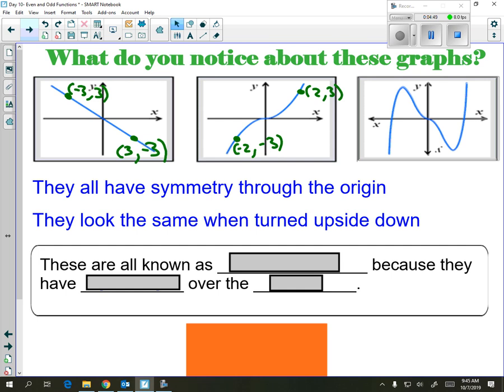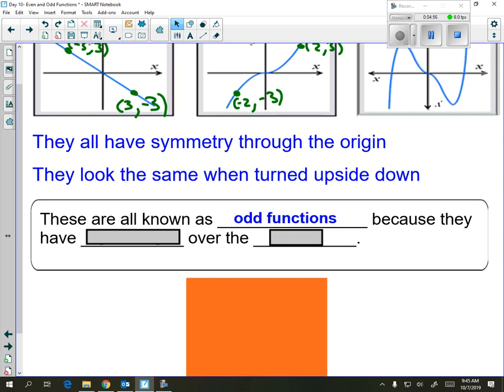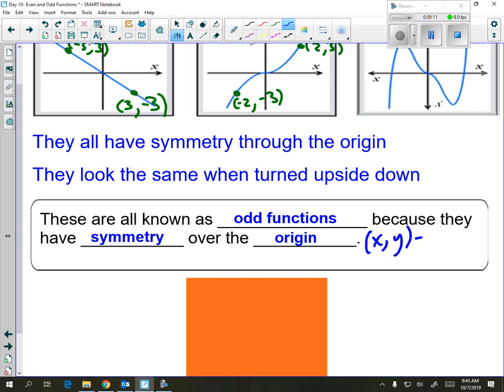So really quick and easy, even functions can be folded in half, symmetry over the y. These are called odd functions. You can turn them upside down when they have symmetry over the origin. That means if you have a coordinate x comma y, that goes to negative x comma negative y. Something on the top right goes to the bottom left.